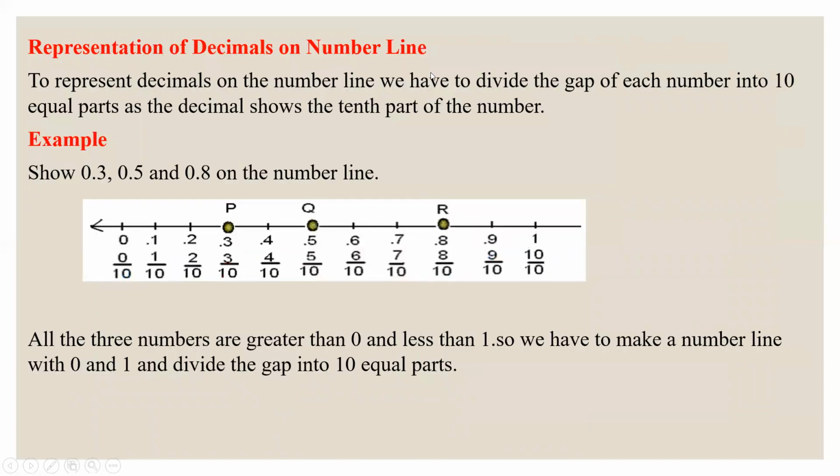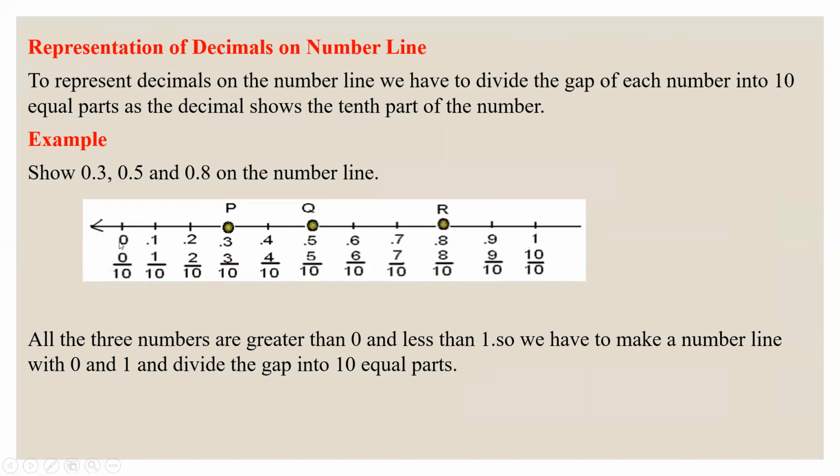Representation of decimals on number line. To represent decimals on the number line, we have to divide the gap of each number into 10 equal parts, as the decimal shows the 10th part of the number. Here, example, show 0.3, 0.5 and 0.8 on the number line.